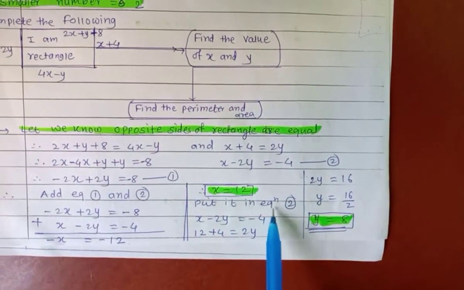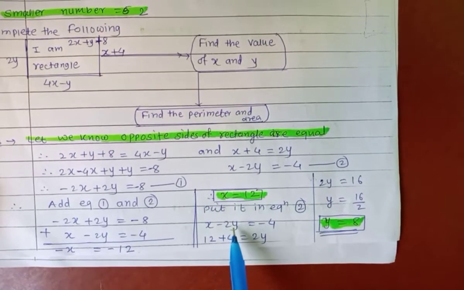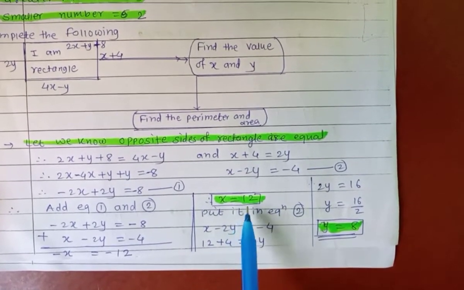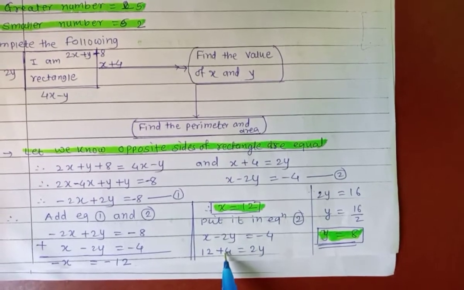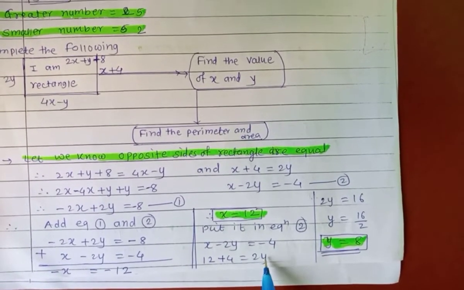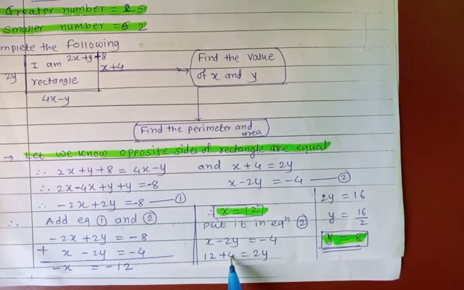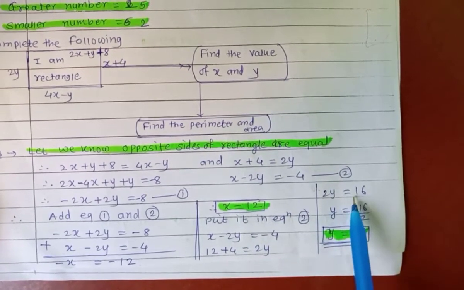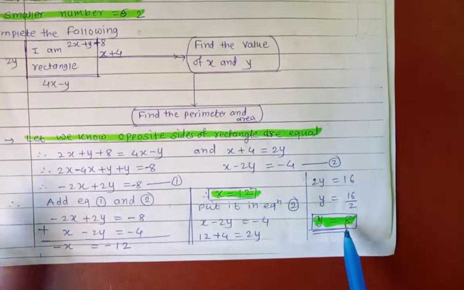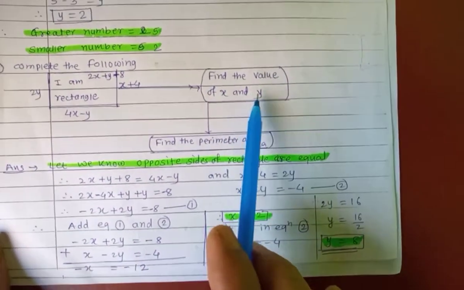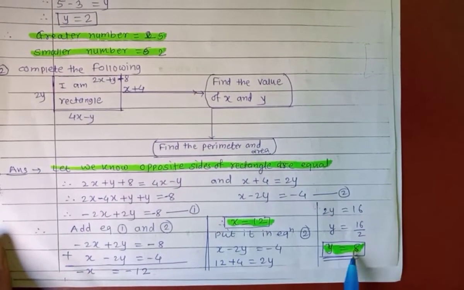Put it in equation 2, x minus 2y equals minus 4. Put x equal to 12, so 12 plus 4 equals 2y, therefore 16 equals 2y, therefore y equals 16 by 2, that is y equals 8. So we have found the values of x and y: x is 12 and y is 8.